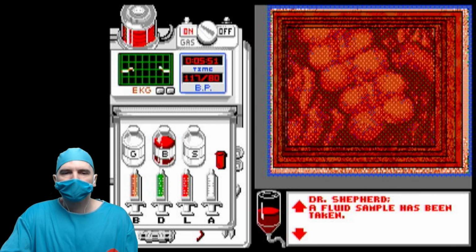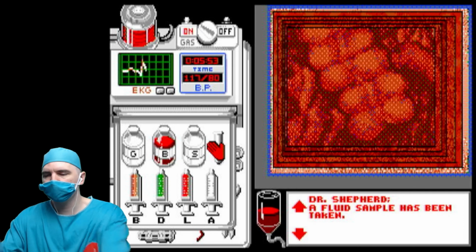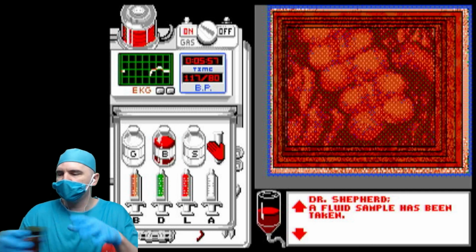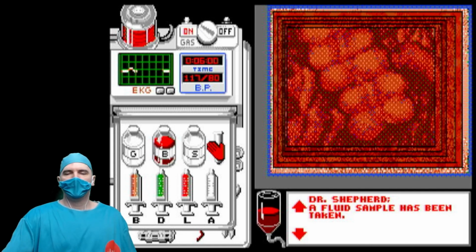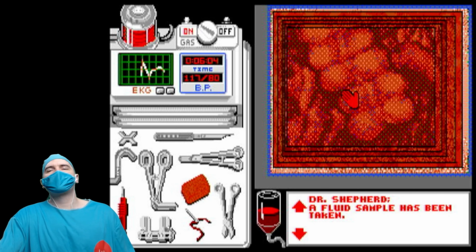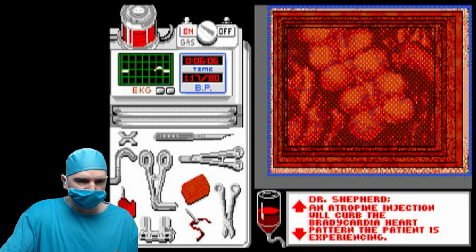A fluid sample has been taken. So that should be plenty. So take that to the lab. I'll take that for you, doctor. While we're here, we also need to suction out all this stuff, all this excess fluid. So we use the suction.